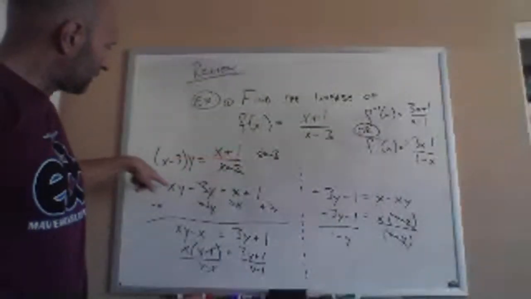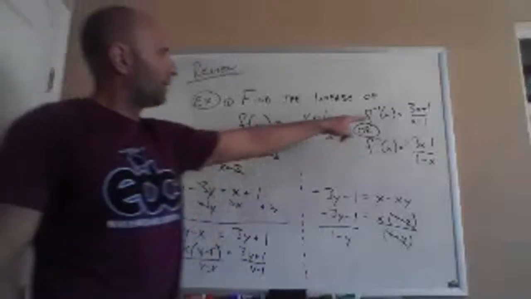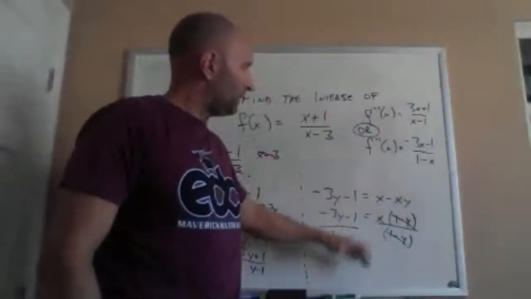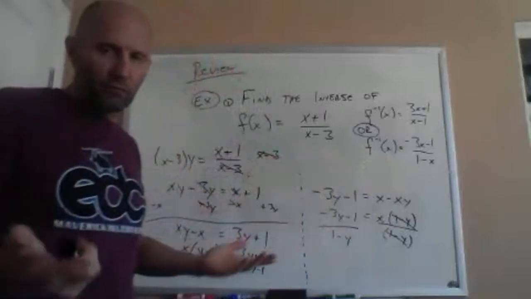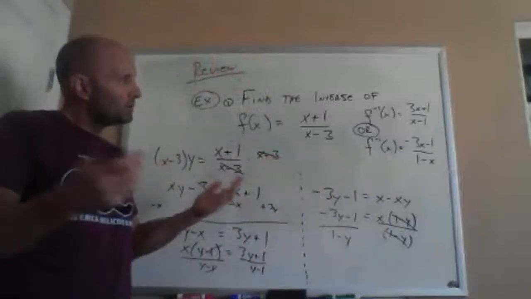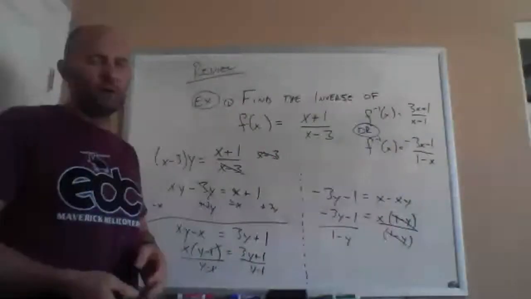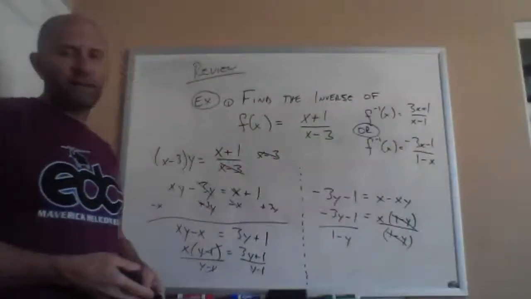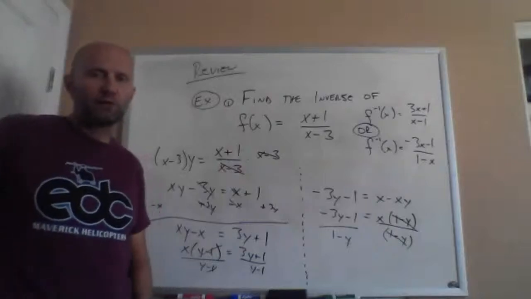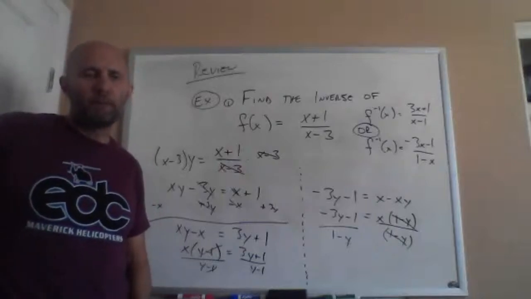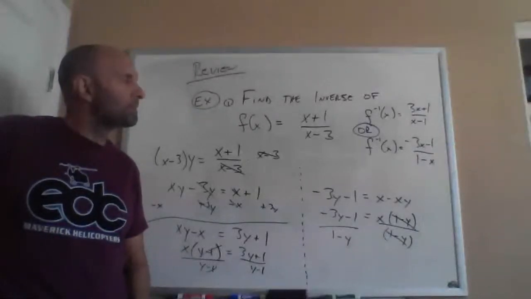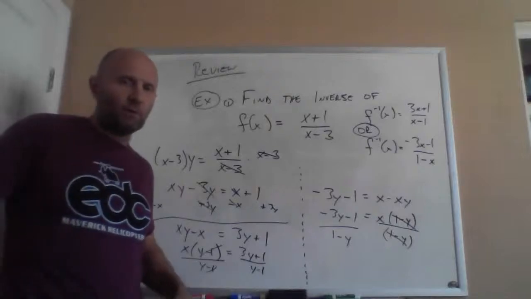If you move the x over to this side, you'll end up with the first one. If you move the xy over to the right, then you would end up with the second one. But again, they're equivalent. They're equal to each other. So as long as you have it one way or the other, you'll be okay. So any questions on that one? Finding the inverse of a rational function and the range of the inverse function. Okay.